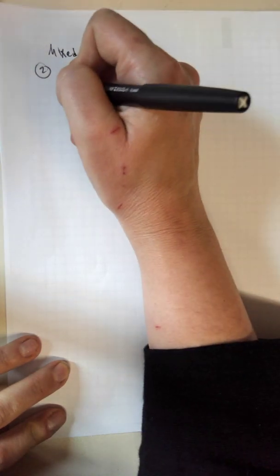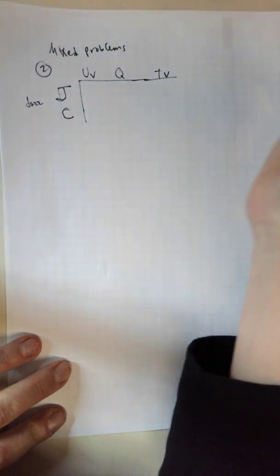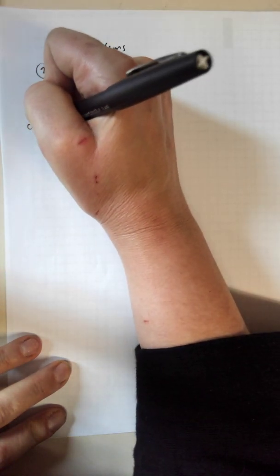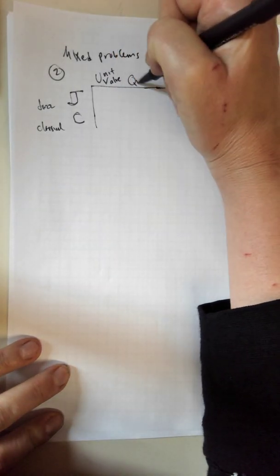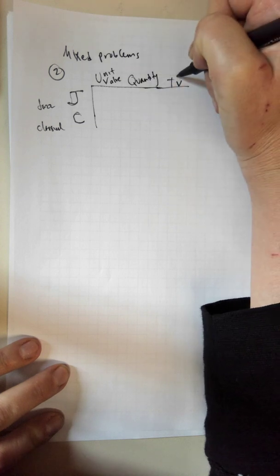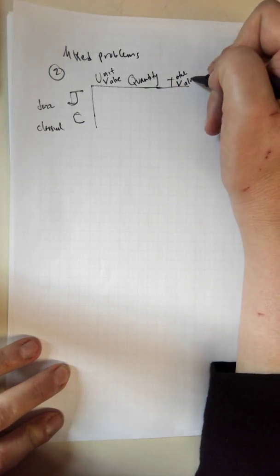I'll just do J for jazz CDs and C for classical. So I like the idea of writing everything out. Jazz, classical. And if you need a little help, here's unit value, quantity, total value. That's as good as it gets, kids.